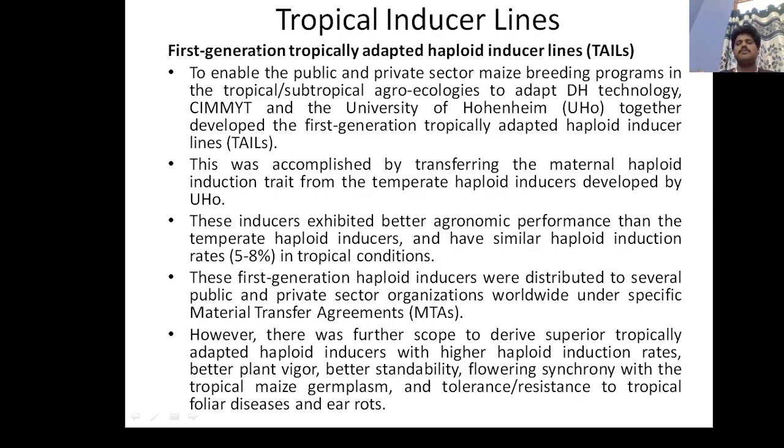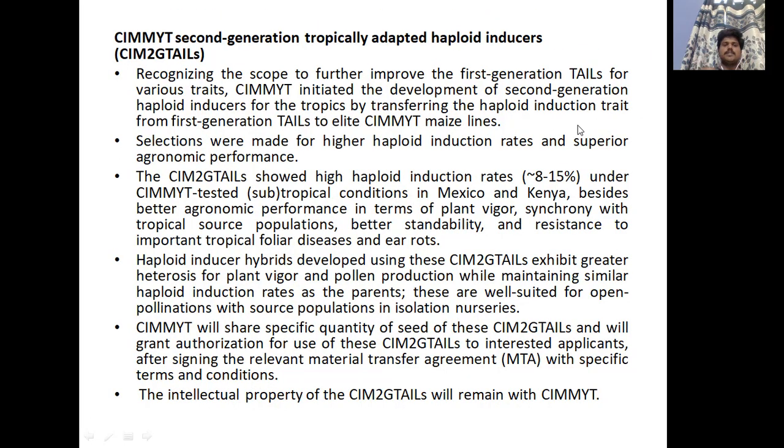However, there was further scope to derive superior tropically adapted haploid inducers with a high haploid induction rate, better plant vigor, better standability, flower synchrony, a tropical germplasm, and also tolerance or resistance to foliar diseases and ear rots. So we have gone for the second generation of tropically adapted haploid inducers. These are called CIM2GTAILs. Recognizing the scope to further improve the first generation TAILs for various traits, CIMMYT initiated the development of the second generation of haploid inducers for the tropics.